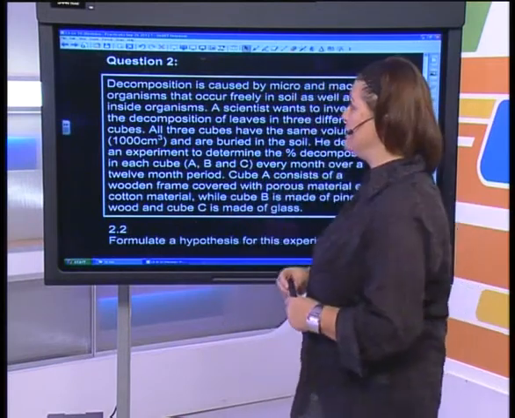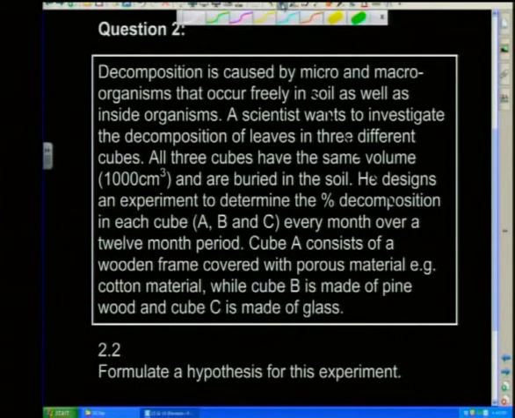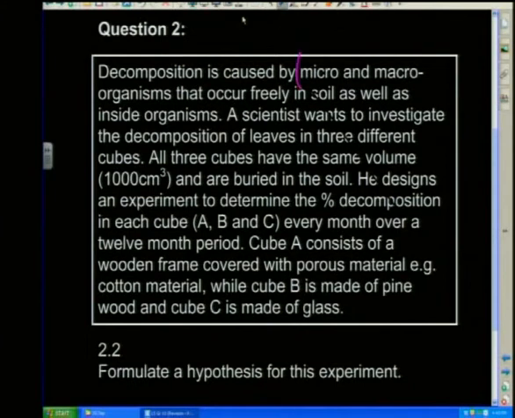Let me read it through with you quickly. It says, decomposition is caused by micro and macroorganisms. I want to highlight that already. Micro and macroorganisms. So you need to know that the question is about decomposers. Think about that, they occur freely in soil as well as inside organisms.